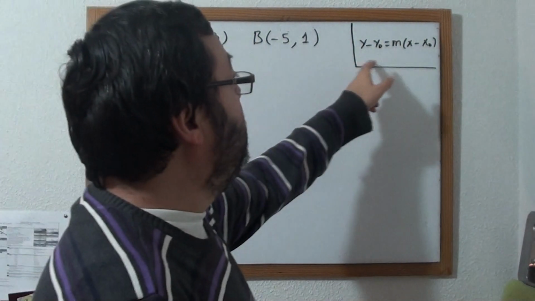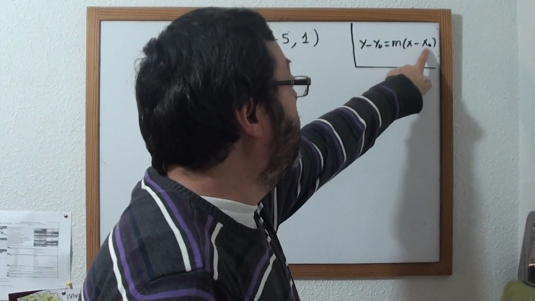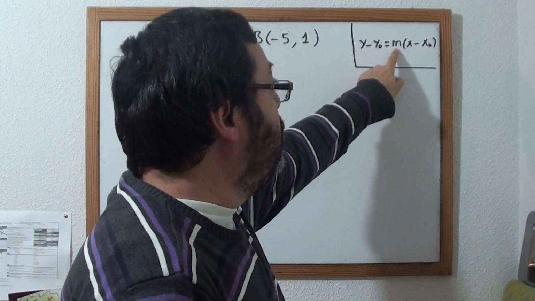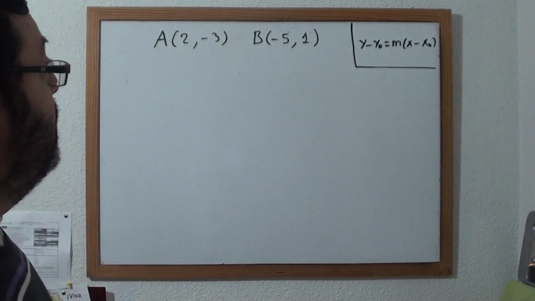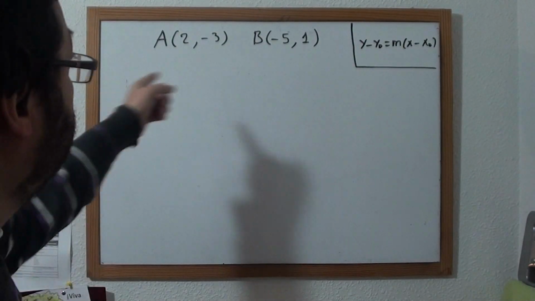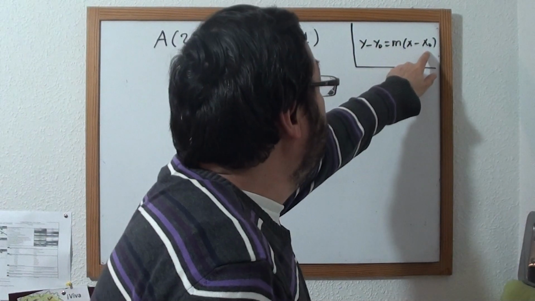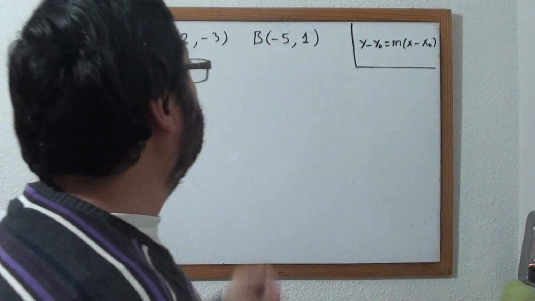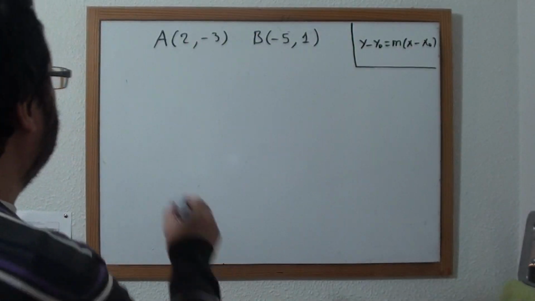Okay, with this formula we can find the equation of a line going through a given point with coordinates x0, y0 and slope m. So we could apply it to this if we had the slope, but we don't. So in the first place we have to find the slope, and then the coordinates of x0 and y0 could be any coordinates of one of those points. So first we are going to find the slope.